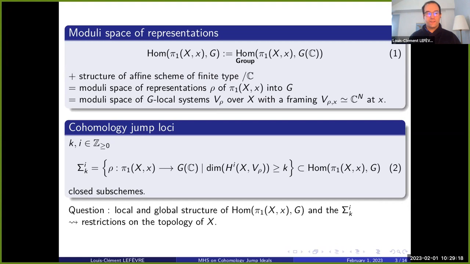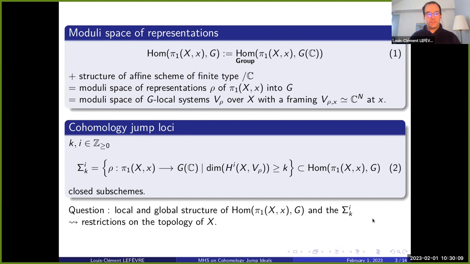And the question is about the local and global structure of the moduli space of representations and the cohomology jump loci. Our initial motivations are various kinds of theorems that tell us that they have restricted kinds of singularities, both for the moduli space and for the jump loci. That allows us to find examples of groups that cannot be the fundamental group of complex algebraic varieties, because their jump loci or the moduli space of representations have too bad singularities. That was the initial motivation for this.